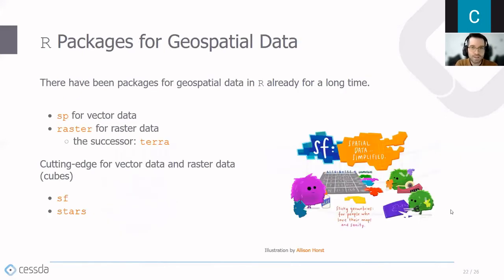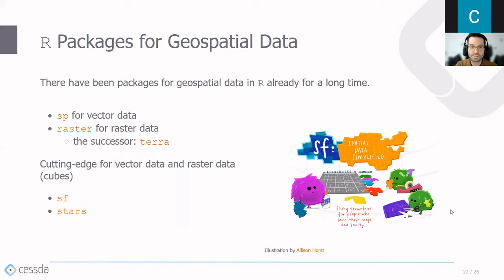Geospatial data is not new to R. There have been packages for a long time. One prominent example for vector data is the sp package. For raster data, there's the raster package, and there's also a successor, the terra package. What we will use during this workshop are some cutting-edge packages for vector data and raster data. So we won't use these old packages, but if you do your research or look around on Stack Exchange, for example, if you have specific questions about R, you will see solutions using these older packages as well.